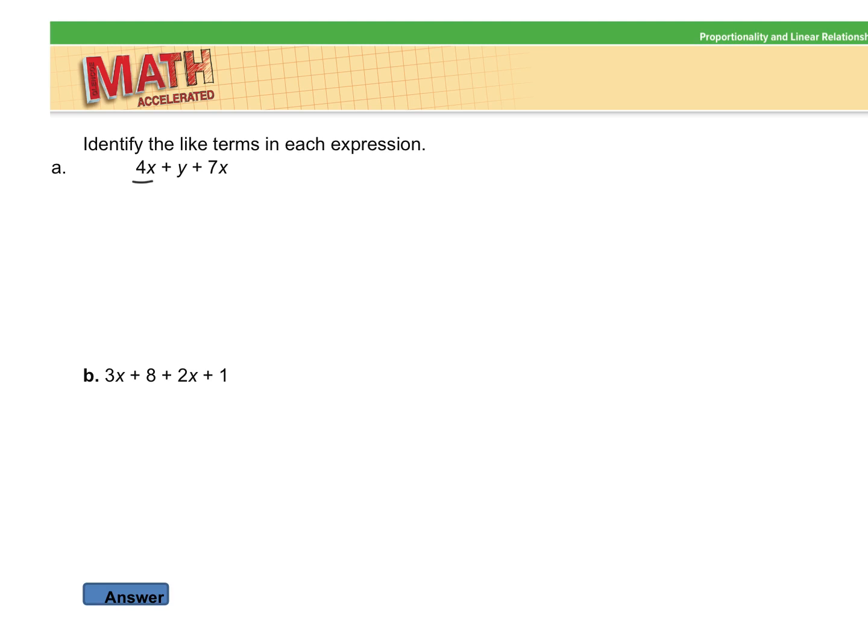Does 4x have a like term? What is that? 7x. So we have 4x plus 7x. What is it? 11x. Do we have anything else in the expression? We have y, but does it have a like term? No, so you're just going to bring it down and keep it.